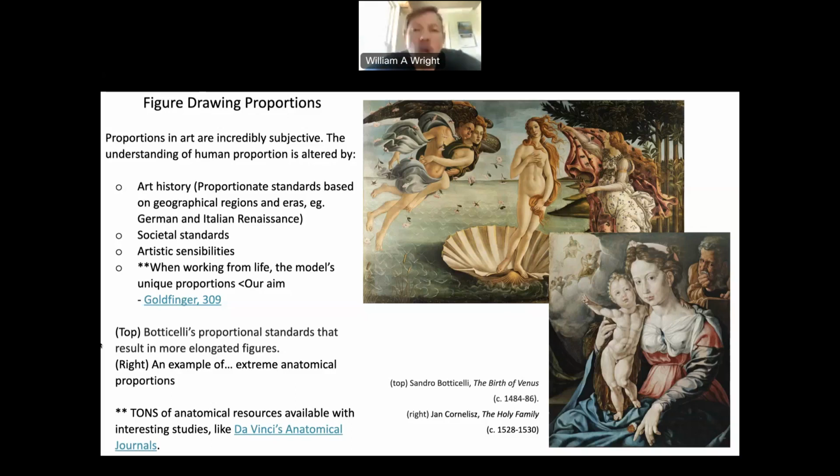Now, this is just like when we talked about facial proportions. I'm going to teach you some of this idea, but at the end of the day, what we're going to be drawing for this assignment is going to be based on observing it in life right in front of you. Looking at art history, proportion standards are based on geographical region and era.